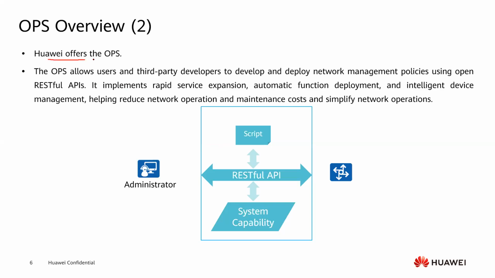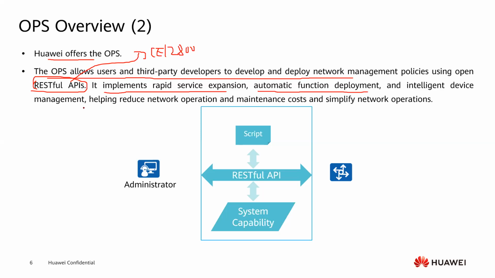Huawei offers OPS. OPS allows users and third-party developers to develop and deploy network management policies using the Open RESTful API. This is just used with CE devices. It implements rapid service expansion, automatic function deployment, and intelligent device management, helping reduce network operation and maintenance costs and simplify network operation.